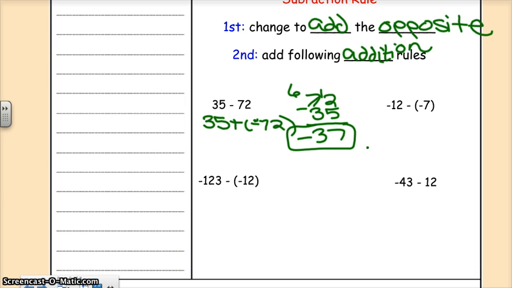Okay. Negative 12 minus a negative 7. We turn this into negative 12 plus the opposite of negative 7, which is just 7. And then they're opposite signs, so I take their difference. The difference is 5. And which one's further from 0? Negative 12 or positive 7? Negative 12. So it's negative 5.